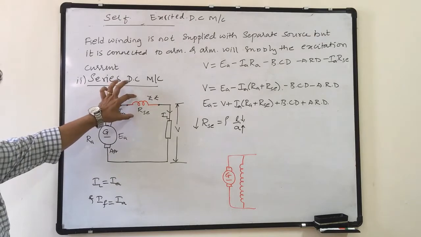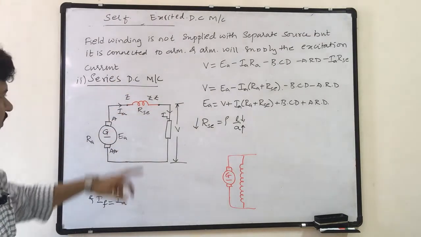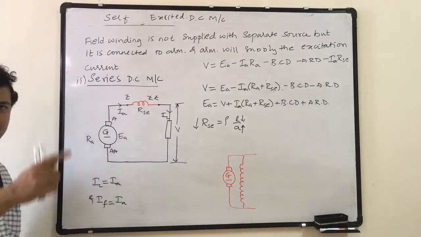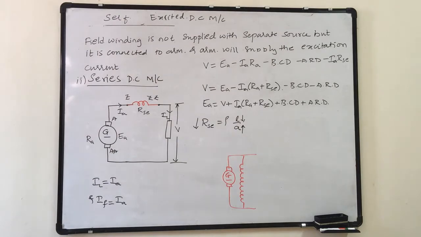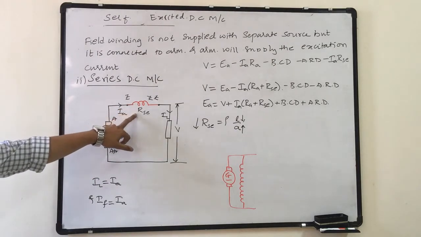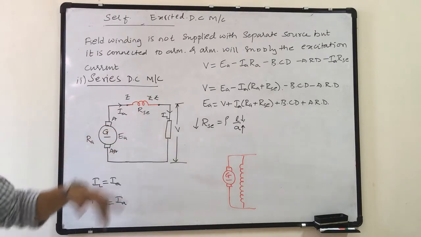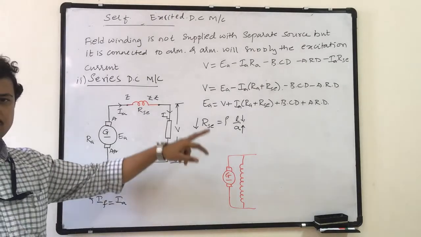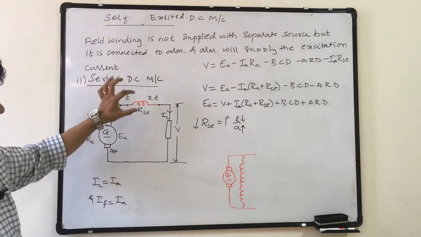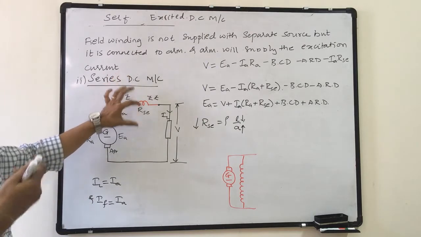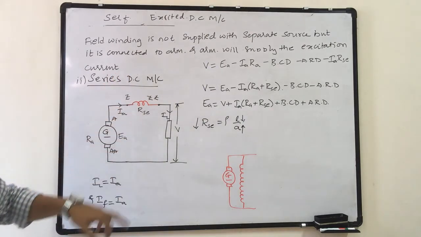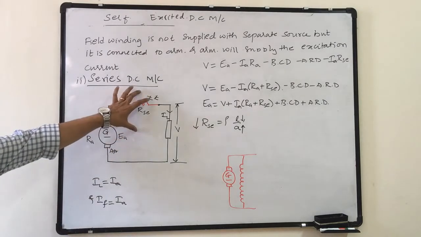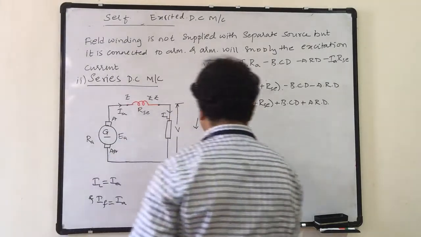But if I have to provide an external connection in the form of field connections, I should keep in mind that whenever the field comes in parallel, it should carry less current and withstand more voltage. Whenever the field comes in series, it should drop less voltage and carry more current. Therefore, in shunt, resistance should be more; in series, resistance should be less. If I keep more resistance here, my copper losses, IA square RSC, will increase. It will increase the temperature and decrease the efficiency. That is the reason why the resistance RSC should be kept low.